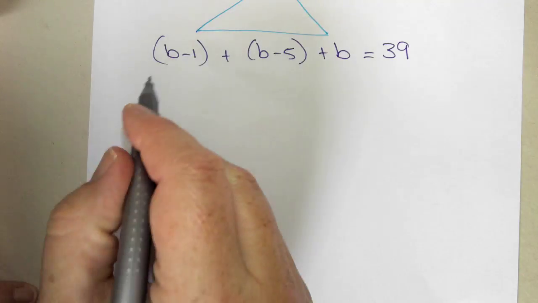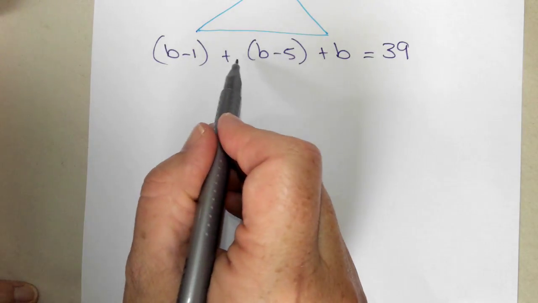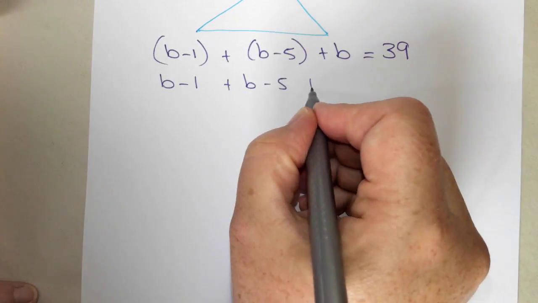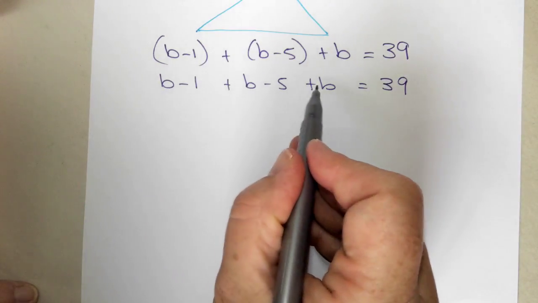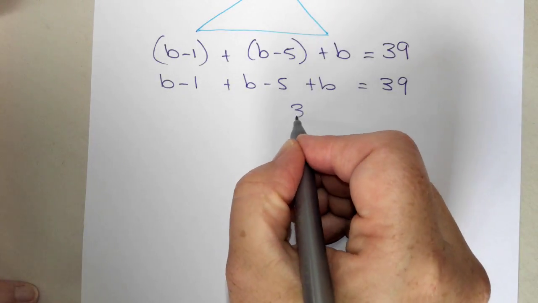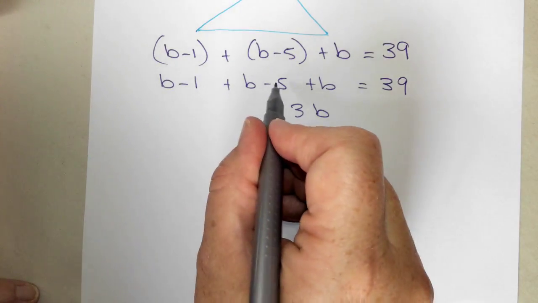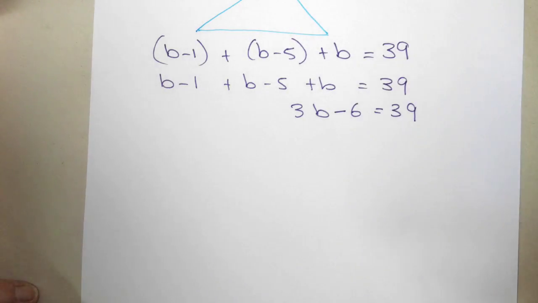So let's solve this. I can actually drop the brackets because there's nothing on the outside to multiply by. B take away 1 plus B take away 5 plus B equals 39. B plus B plus B, so 1B plus 1B plus 1B gives me 3B. Minus 1 minus 5 gives me minus 6, is equal to 39.